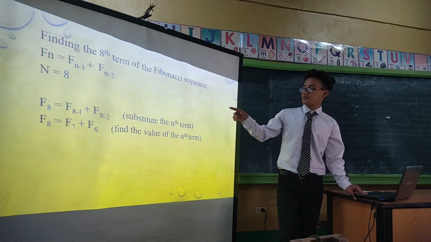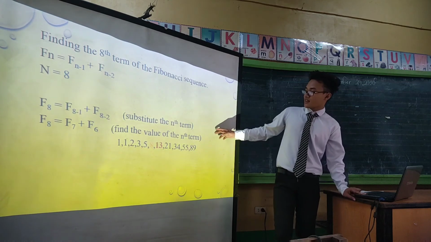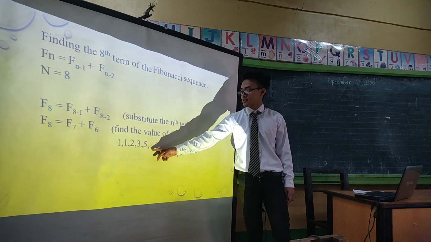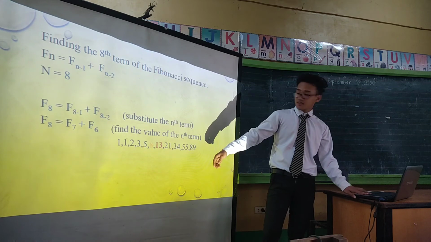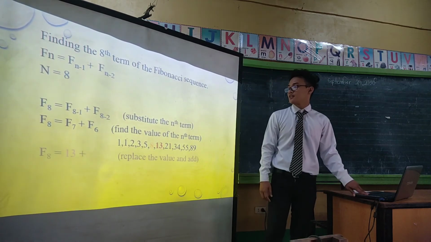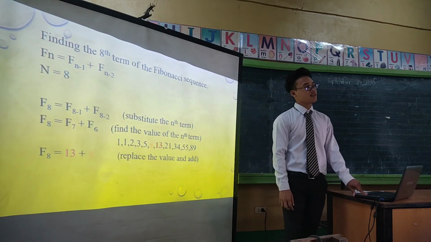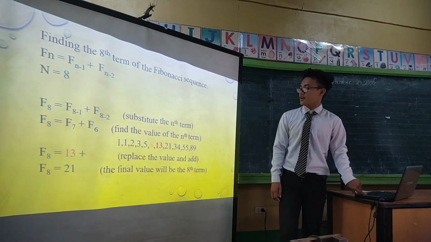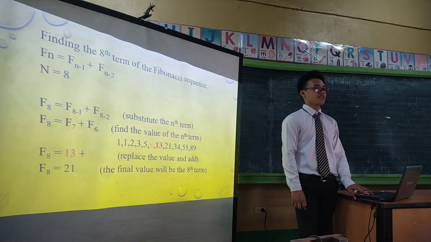And we got 6 in the 8 minus 2. Find the value of the nth term. So, just count it, guys. 1, 2, 3, 4, 5, and 6. And our 6th term is 8. And that means the 7th is 13. So, we got it. Replace the value and add. 13 plus 8 would be, yes, you're correct, 21. So, F8 is equal to 21. Am I clear?